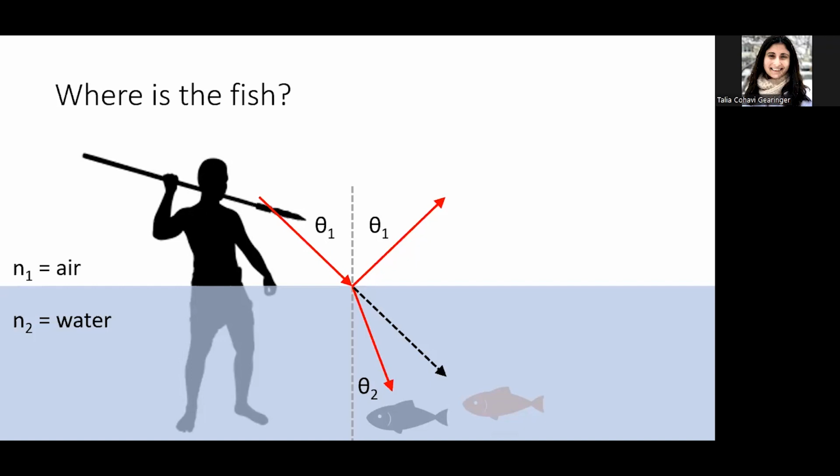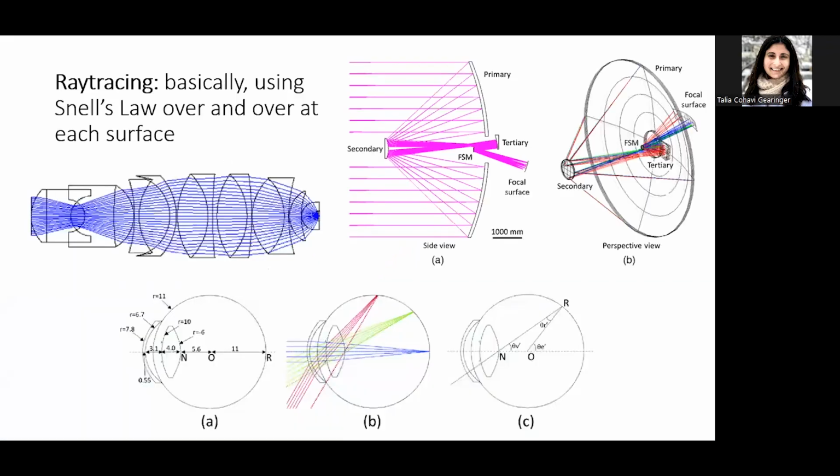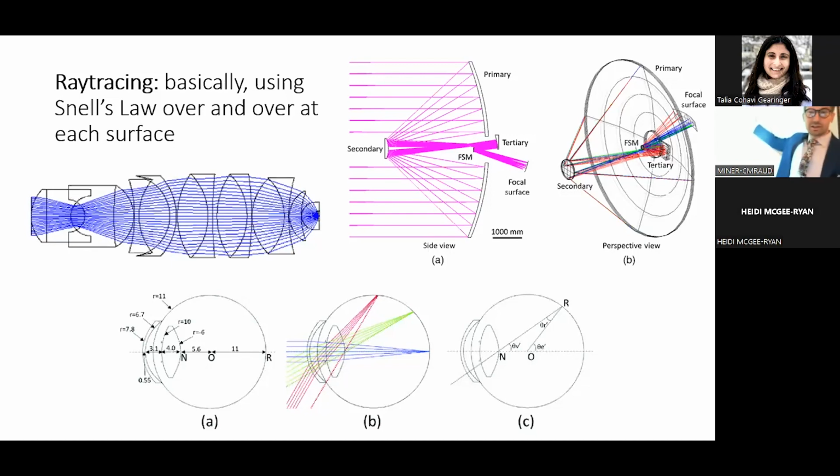And so when you go to spear that fish, if you try to spear where you see it, you're going to miss it. You actually have to adjust and compensate for the fact that light bends into that water. So ray tracing is very useful. It's used a lot in optical design. Basically, you can just apply Snell's law over and over again at each surface in an optical system, whether it be really complicated, like a microscope objective, whether it's a reflective space-based telescope like you see here, or even our very own wonderful, beautiful eyeball.